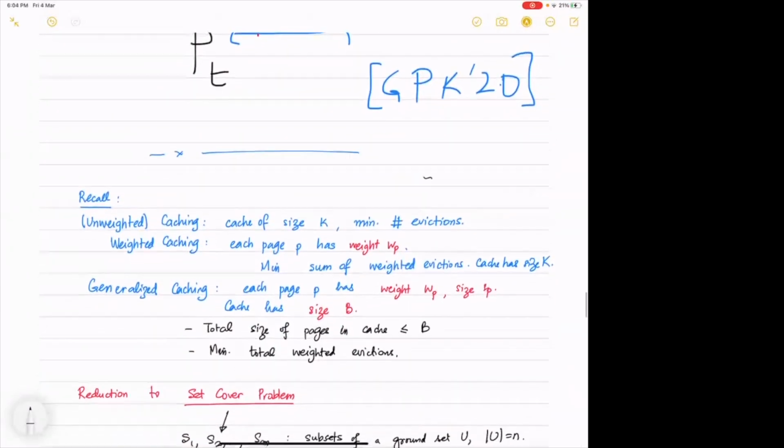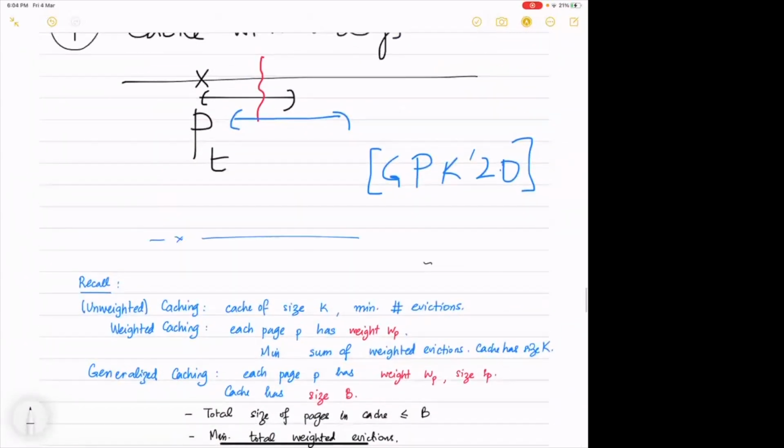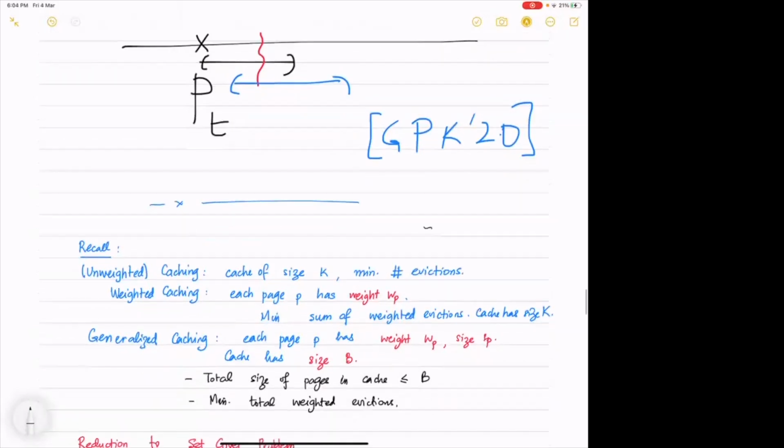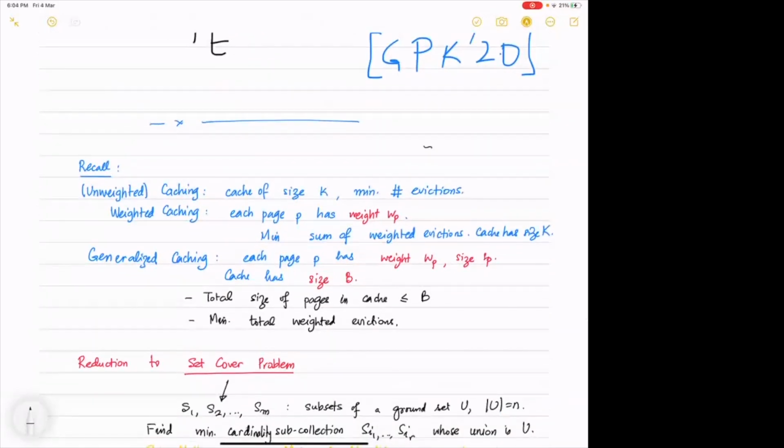But today what I want to do is go back to the usual caching and talk a little bit about more modern techniques which have come up in the last 15 years or so.